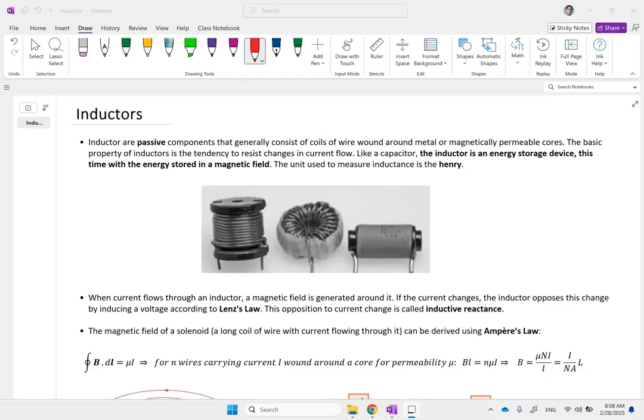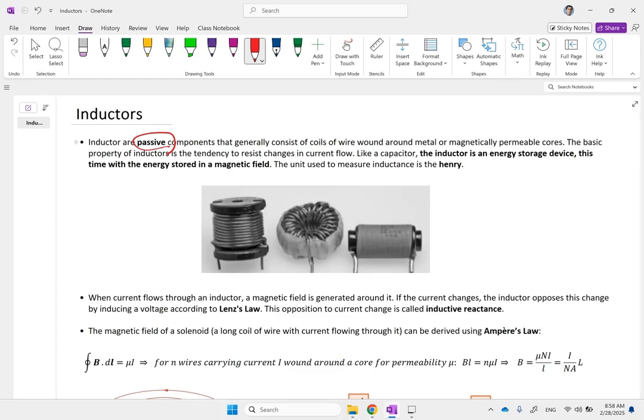Hello everyone. In this video, we are going to talk about inductors. Inductors, similar to capacitors and resistors, are passive elements, okay? So they react to the changes in current of the circuit. They don't need an extra source of power.